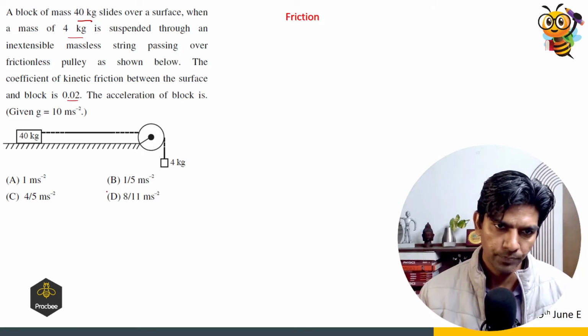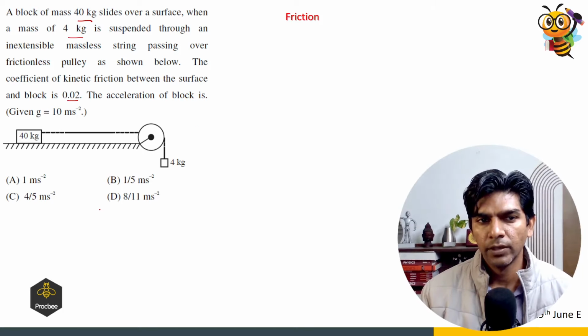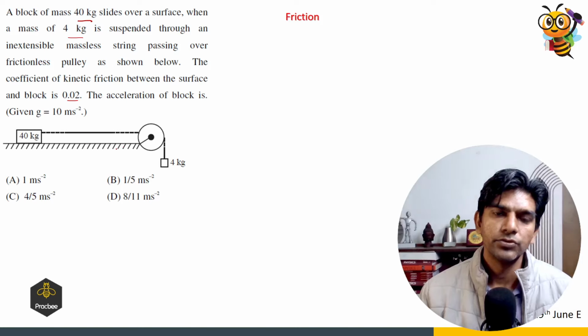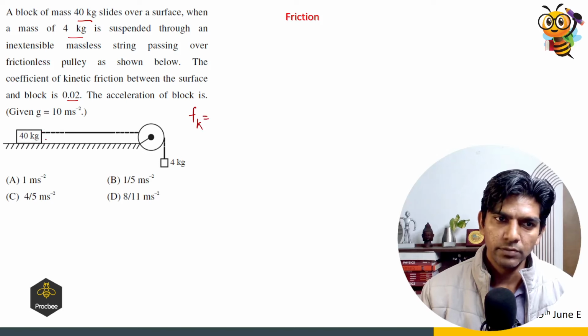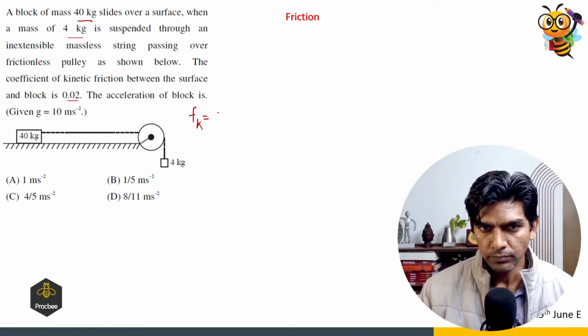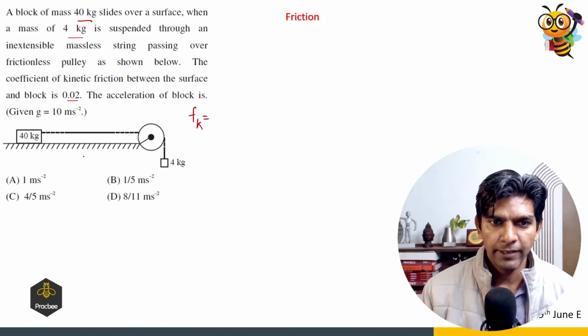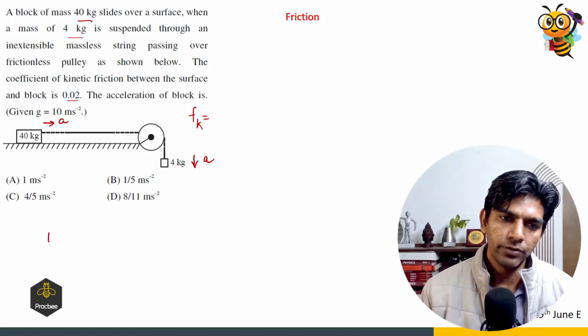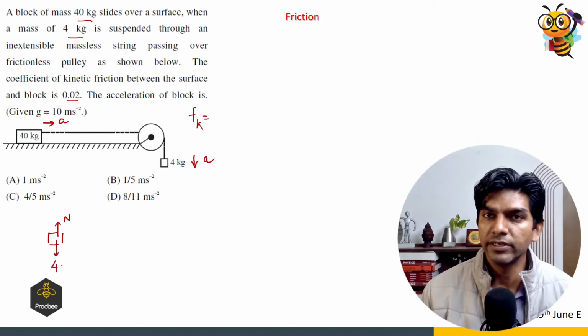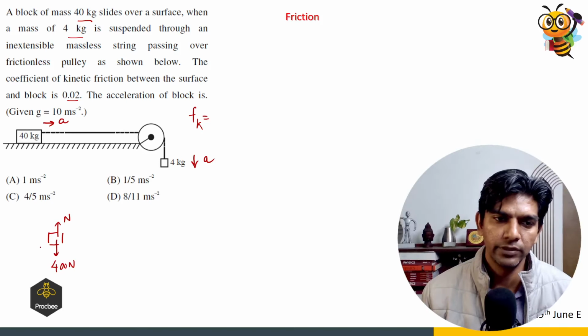If you look at the options, all options are non-zero. It means the system has an acceleration, so the friction will be kinetic. So what is the kinetic friction? Let me find the value for that. Kinetic friction is experienced by the 40 kg block. In this case, 4 kg will go down with an acceleration a, and 40 kg will go right with the acceleration a. If I draw the free body diagram of 40 kg, it will experience a normal reaction and a gravitational force. g is given as 10, so the gravitational force will be 400 Newton.